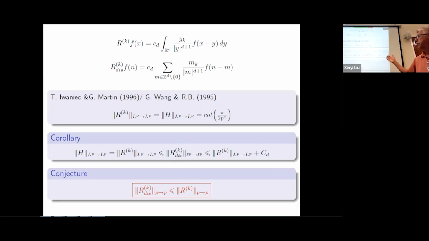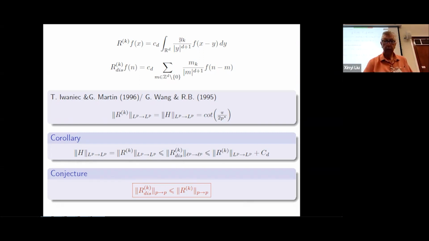And so the corollary, since you know that the continuous Hilbert transform is the same as the continuous Riesz transforms, is less than the discrete Riesz transform, one can obtain this bound with a constant that depends on dimension. So what you would like to do to solve the higher dimensional problem is to remove this constant. Then all of these operators, the discrete and the continuous, would have the same norm, and it will be a generalization of that. So the conjecture is that this inequality holds.